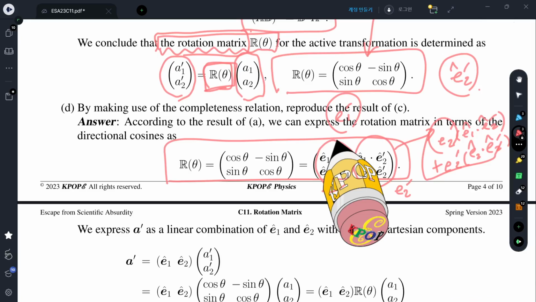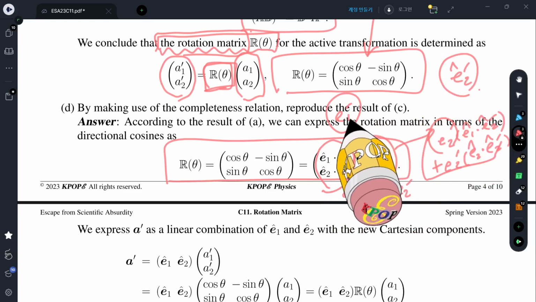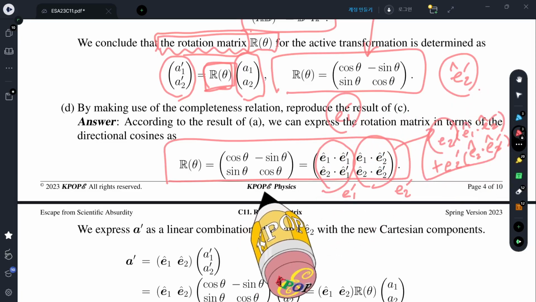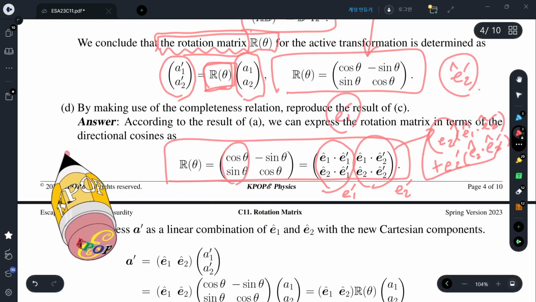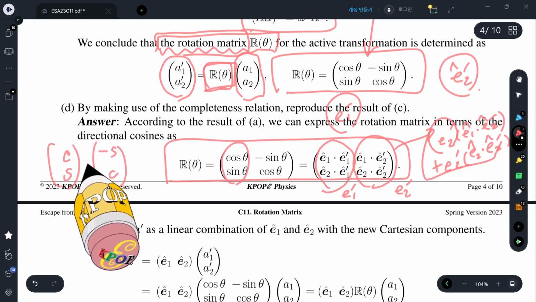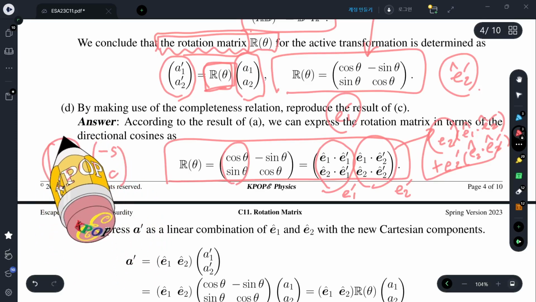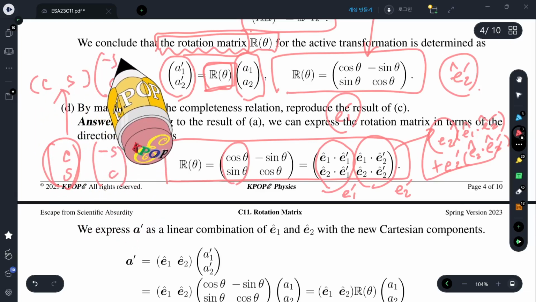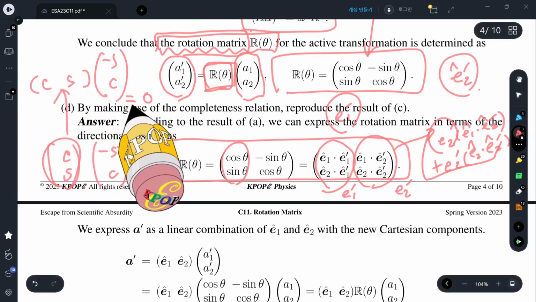So we expect that these columns represent the E1 prime and E2 prime. And we know these two Cartesian basis vectors are orthogonal to each other. We can see here components of cosine and sine, and minus sine and cosine. These two are orthogonal. If I compute the scalar product between them, I convert one into a row, cosine sine, and copy this column. What I find is cosine times negative sine plus sine times cosine, which is 0.